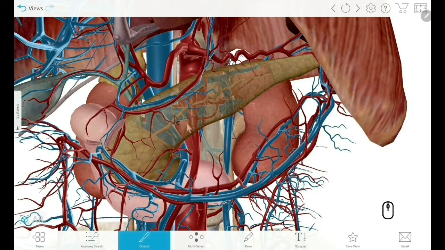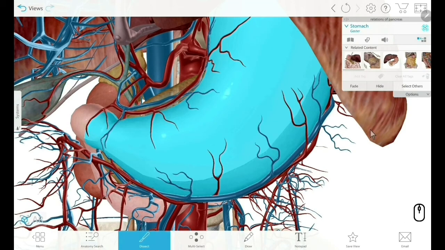The anterior relation of the body of the pancreas is formed by the posterior surface of the stomach. We had removed the stomach in order to appreciate the pancreas. So if I add it back, we can see that it almost covers the pancreas, and so the posterior surface of the stomach forms the relation of the anterior surface of the body of the pancreas.